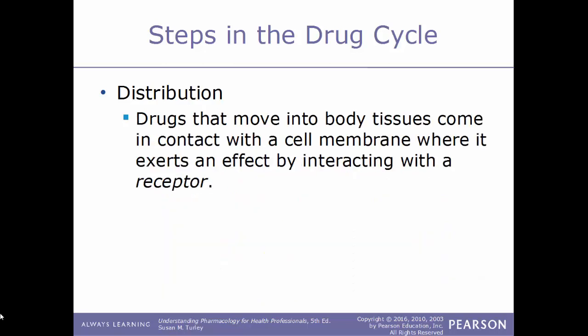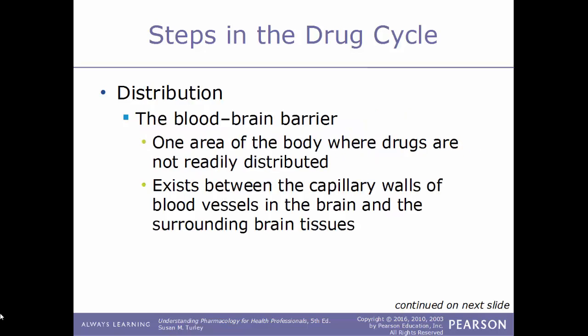Drugs that move into body tissues come in contact with the cell membrane, or exert an effect by interacting with a receptor on the cell membrane. Alright, that leads us to the blood-brain barrier. This is one area of the body that drugs are not readily distributed. Now, this exists between the capillary walls of the blood vessels in the brain and surrounding brain tissue, and in particular, a special type of nerve cells called astrocytes.